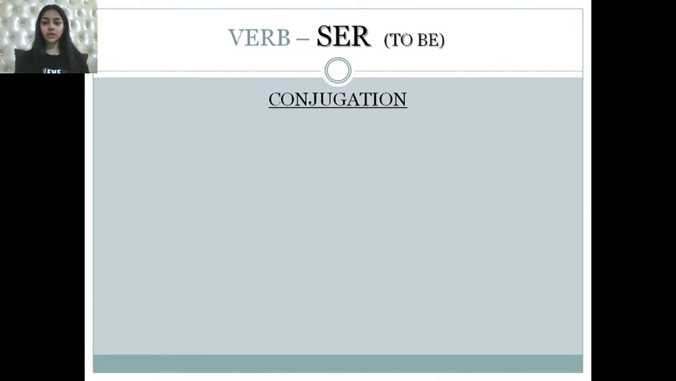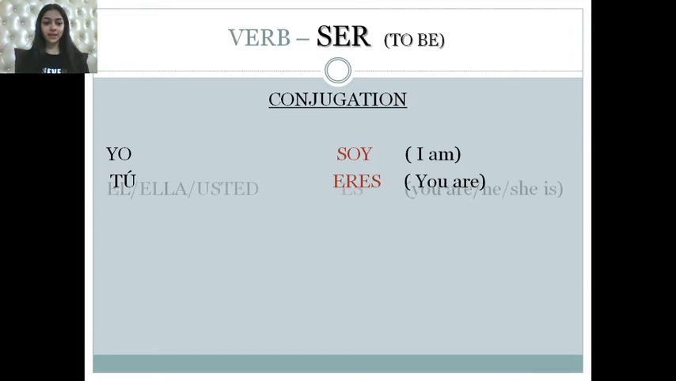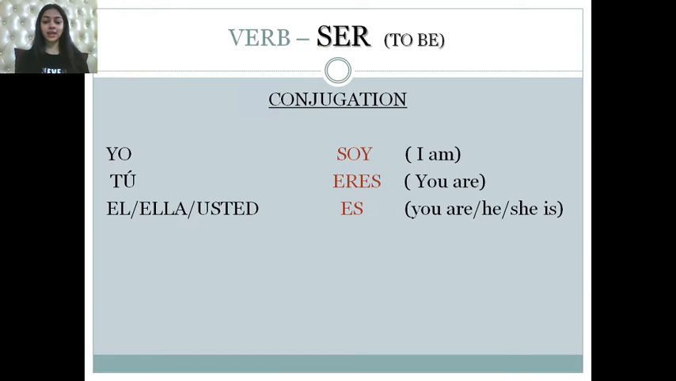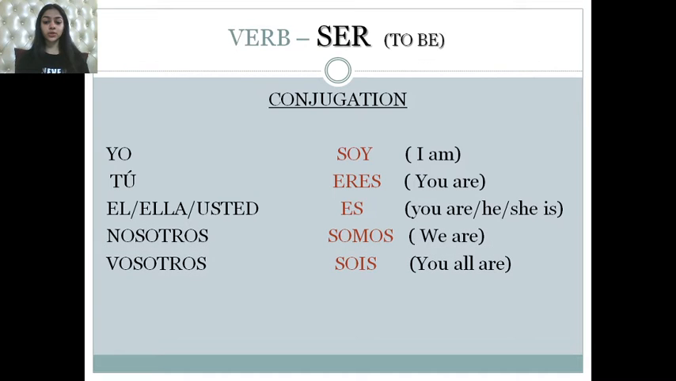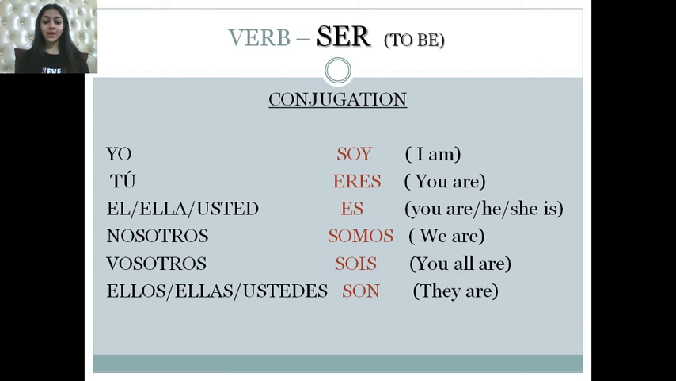Let's start with the conjugation of the verb ser, which means to be. Yo soy, tú eres, él, ella, usted es, nosotros somos, vosotros sois, and ellos, ellas, ustedes son. You can have a look at the meanings in the brackets. I am, you are, he or she is, we are, you all are, and they are.